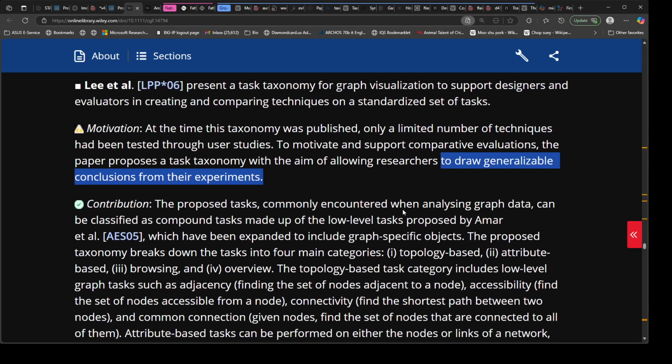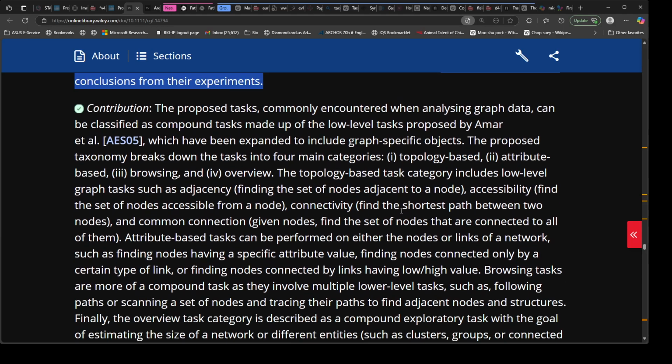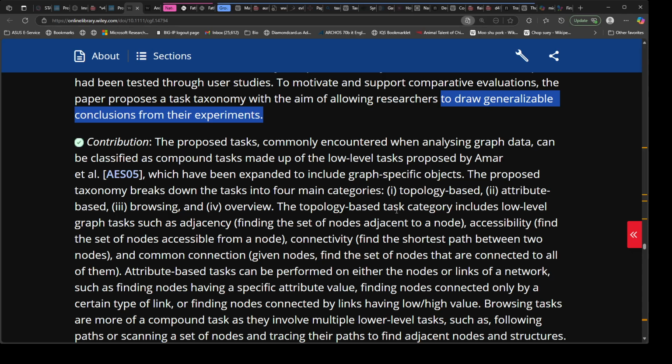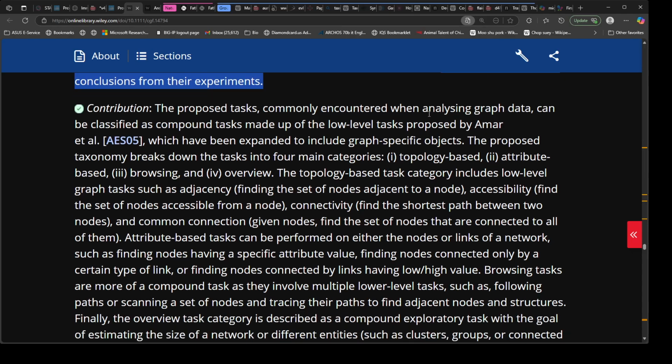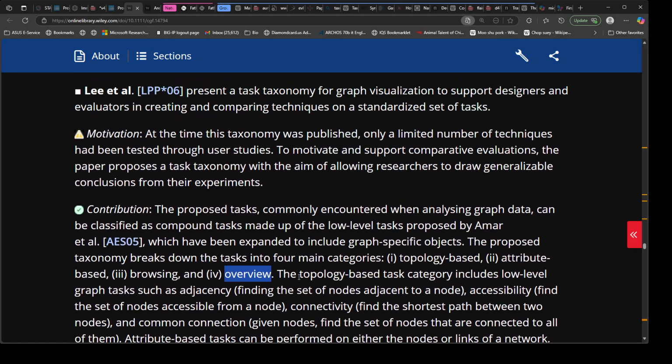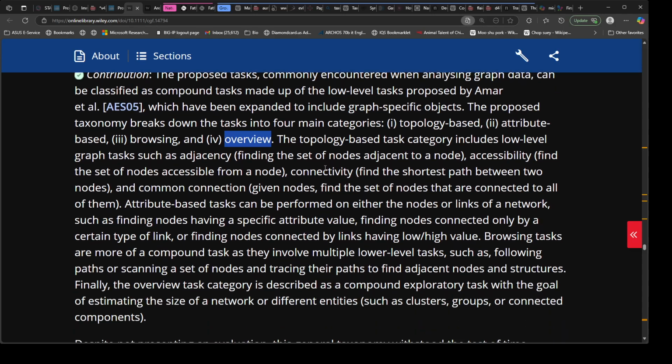Contribution. The proposed tasks, commonly encountered when analyzing graph data, can be classified as compound tasks made up of the low-level tasks proposed by Amar et al., [ICE05], which have been expanded to include graph-specific objects. The proposed taxonomy breaks down the tasks into 4 main categories: 1, topology-based; 2, attribute-based; 3, browsing; and 4, overview. The topology-based task category includes low-level graph tasks such as adjacency, finding the set of nodes adjacent to a node; accessibility, find the set of nodes accessible from a node; connectivity, find the shortest path between 2 nodes; and common connection, given nodes, find the set of nodes that are connected to all of them.